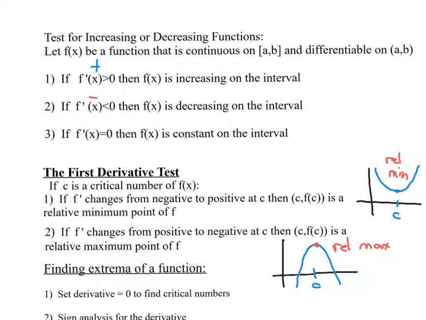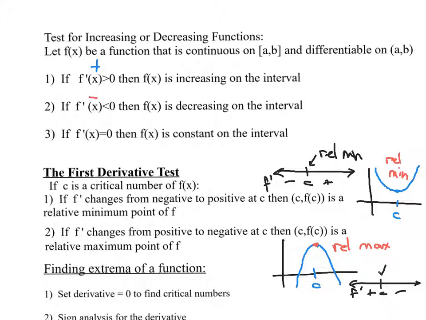We're going to be identifying these values on a number line. We're going to say if I have a C value where my derivative switches from negative to positive, that's going to tell me that I have a relative minimum at C. If, on the other hand, I have a C value where my derivative switches from positive to negative, that's going to tell me that the C value must have been a relative maximum point.